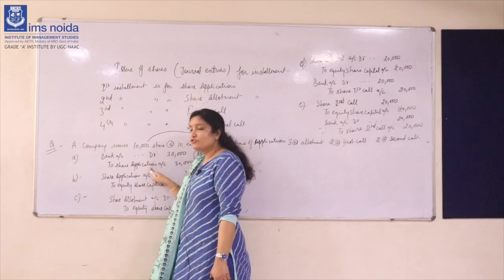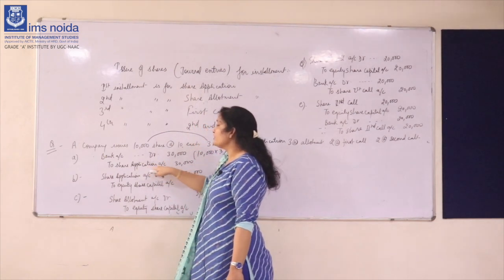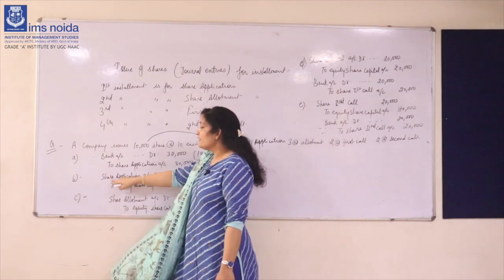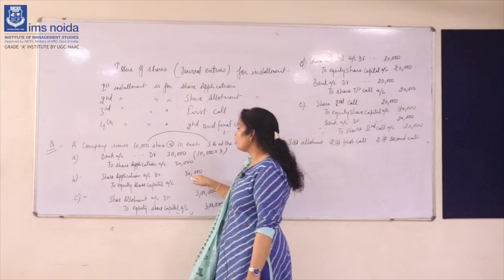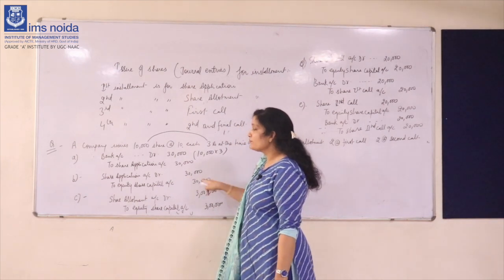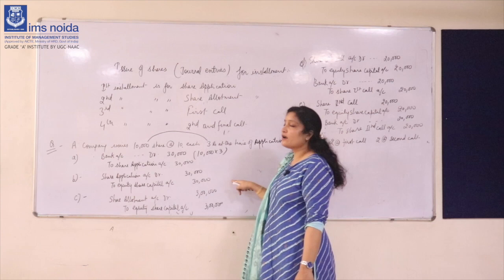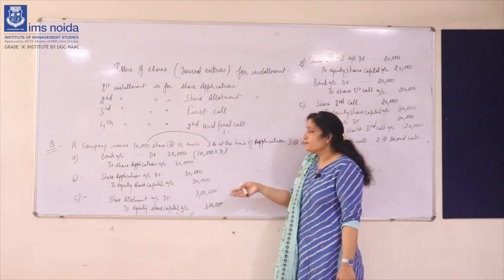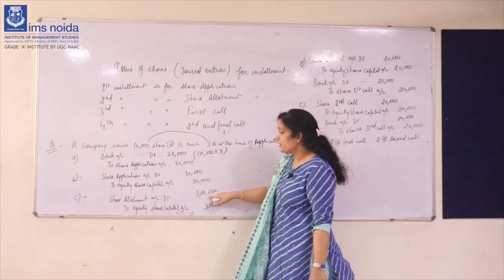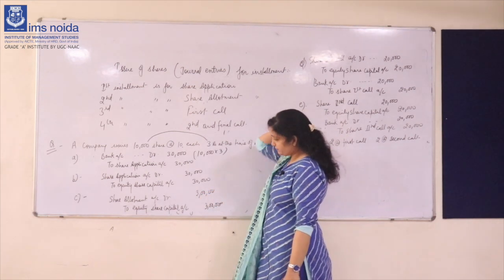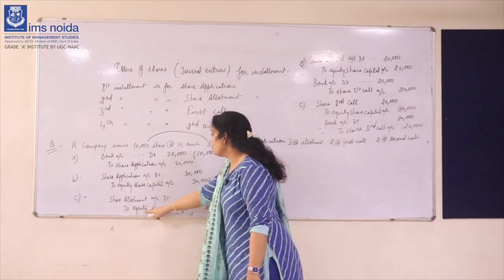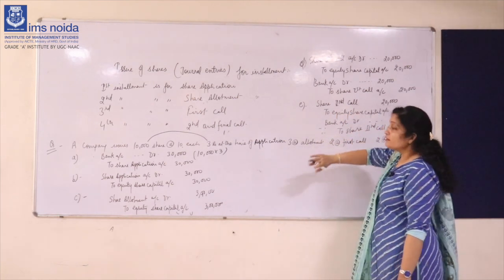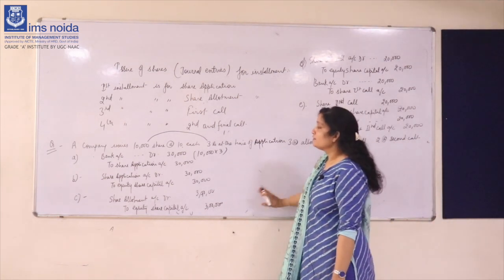To share application account. Why did the money come into the bank? For the share application, which is 30,000. Again, the next entry is share application account debit, which is again 30,000 to equity share capital account. Now the next entry, when we allot the shares, share allotment account debit, it is 30,000 to equity share capital account, again 30,000.